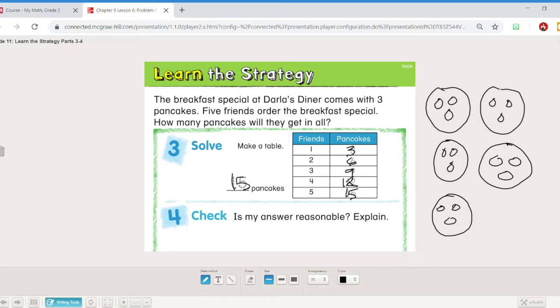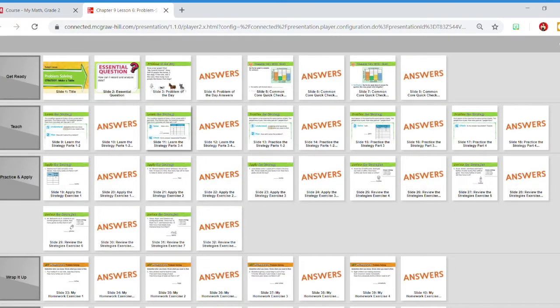Is this answer reasonable? Yes. If you count by 3s for each person, you get the same answer. So make sure that you're not just looking at the numbers and adding up, because if you just added 3 plus 5, you would get a completely wrong answer. Let's continue on and try another one together.